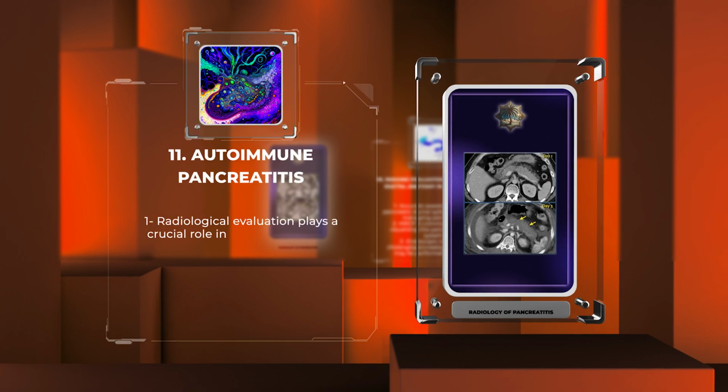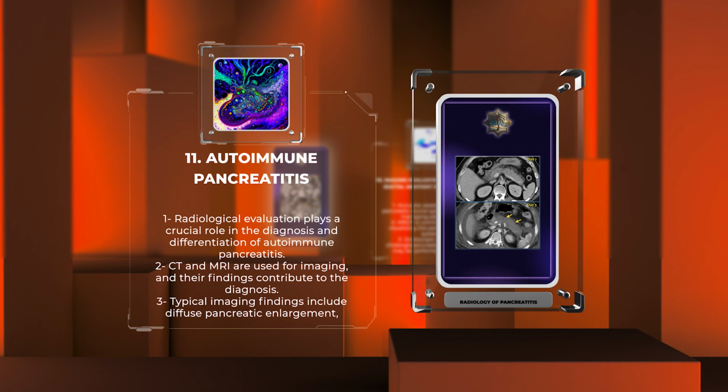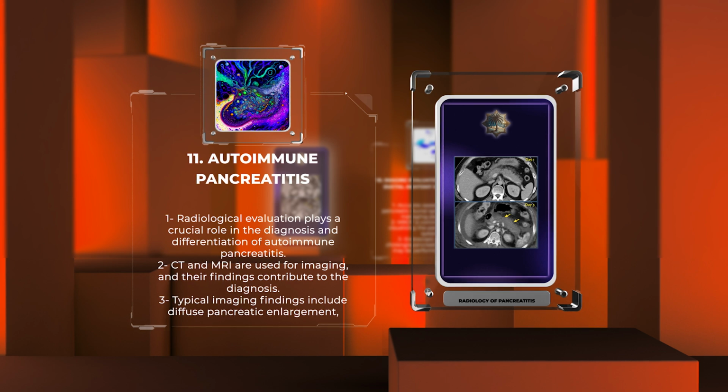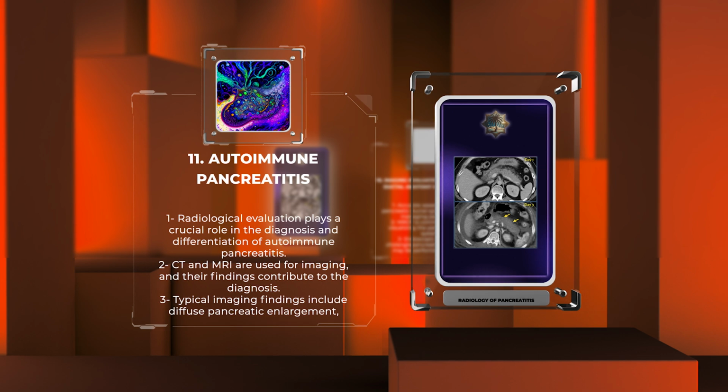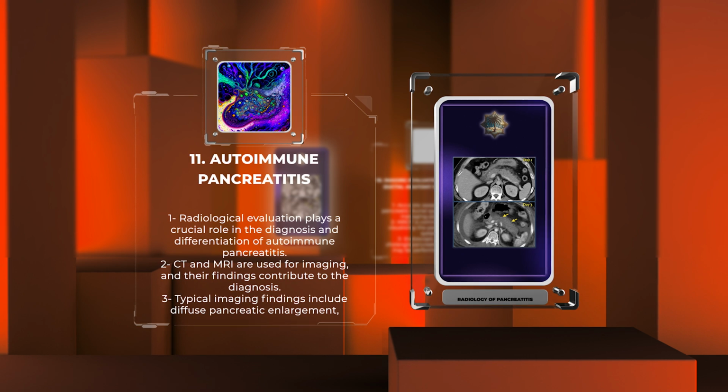Autoimmune pancreatitis is a distinct form of chronic pancreatitis characterized by immune-mediated inflammation. Radiological evaluation plays a crucial role in the diagnosis and differentiation from other forms of pancreatitis. CT and MRI are the mainstay imaging modalities used in the evaluation of autoimmune pancreatitis. The typical imaging findings include diffuse pancreatic enlargement with a characteristic sausage-like appearance, ductal strictures, parapancreatic inflammation, and associated vascular involvement. These findings, along with serological and histological analyses, contribute to the diagnosis of autoimmune pancreatitis.